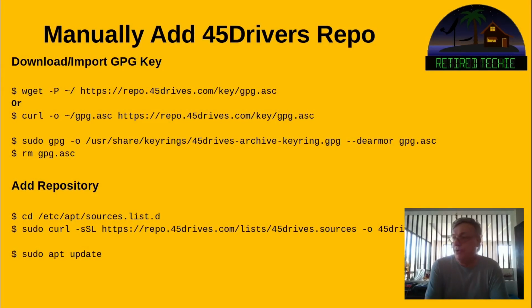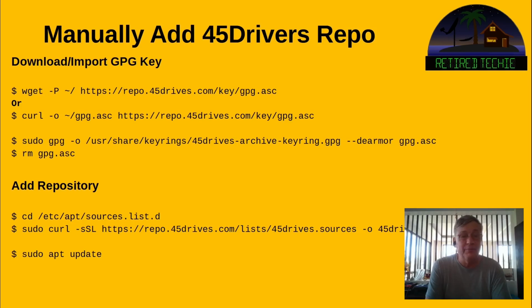Okay, next we want to install the 45Drivers repository. First thing we need to do is download the import key, the GPG key. It's a security key to make sure you're getting the right files. You can get this key with wget -P, and then we use ~ for our home directory and the link to download the file from. Or you can use curl -o with the home directory, gpg.asc, and then the link to get the file from. Either way will work.